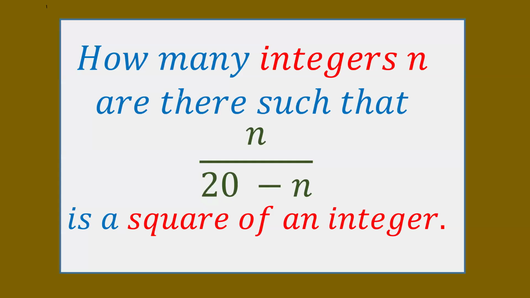Hello students, in today's video we are going to see how to find the number of values of n, which have to be integers, such that n upon 20 minus n is an integer and also a square of an integer. So there are two conditions. Number one, n upon 20 minus n has to be an integer as well as a square of an integer, and n has to be an integer. We cannot take n as any other value.